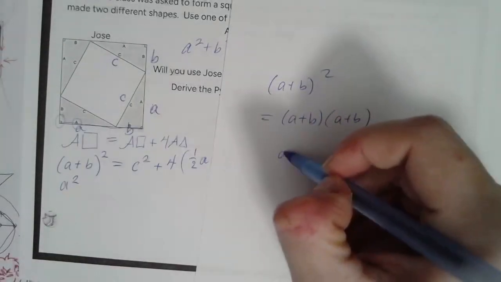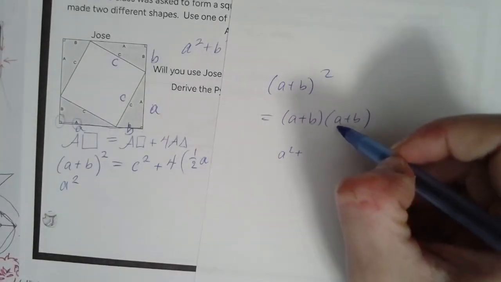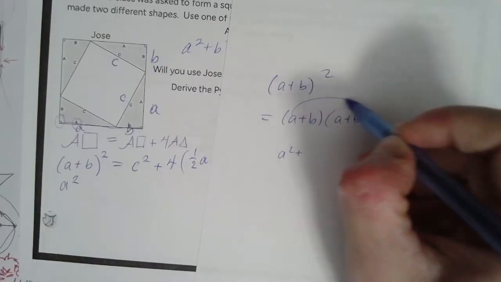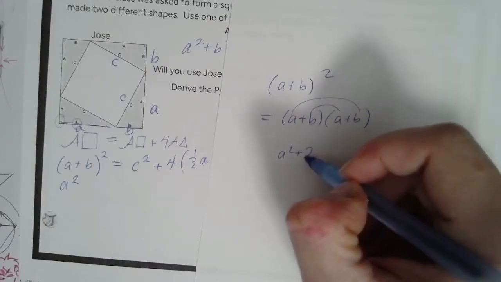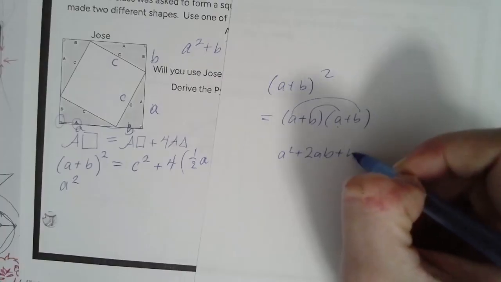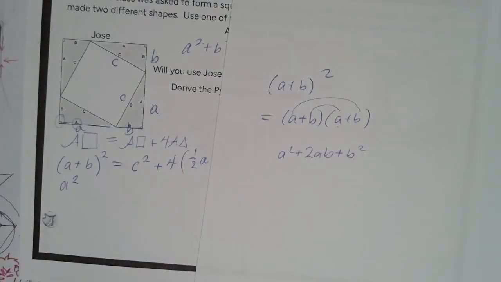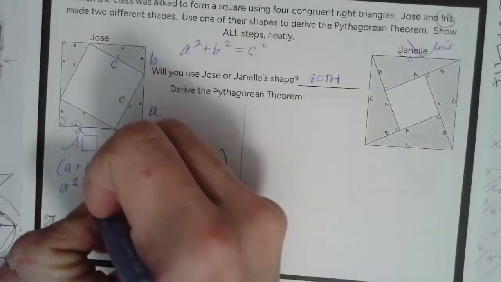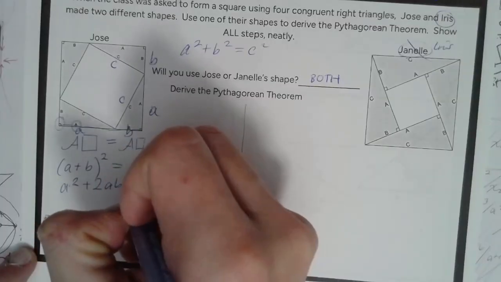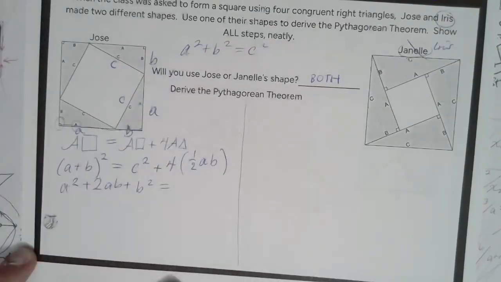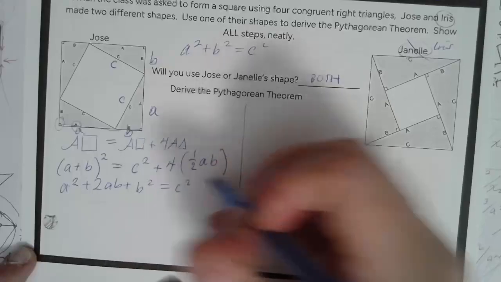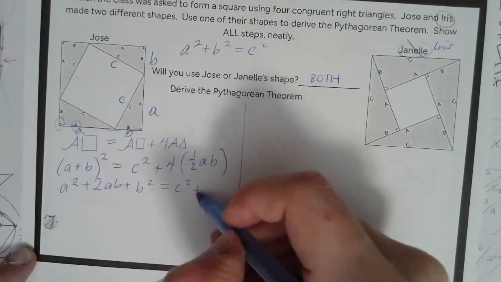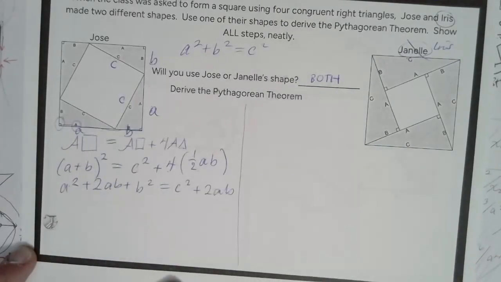a times a is a squared plus, and then on here we have an a on the outside, we have a times b. On the inside, we have b times a. That's 2ab plus b squared. Lovely, beautiful, wonderful, gorgeous, incredible. So this is what we're going to plug in on this side. Your algebra teacher may have just made you memorize that, if you're fortunate. And then here we have a c squared, and then 4 times a half is 2, so this is a 2ab. And then look at this.